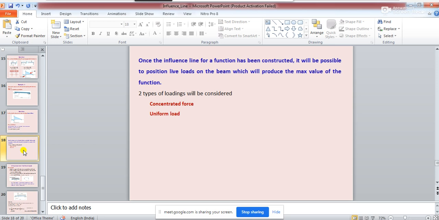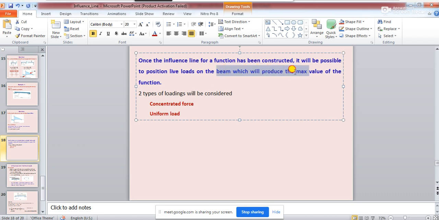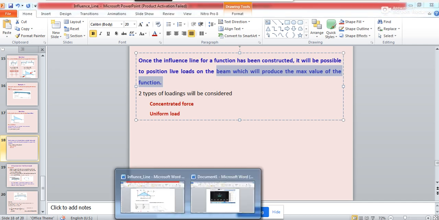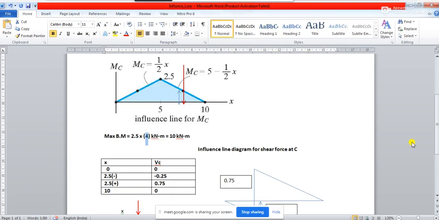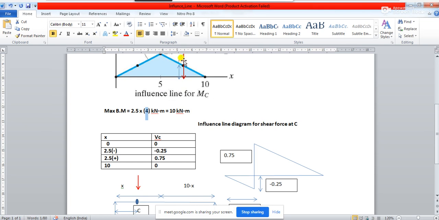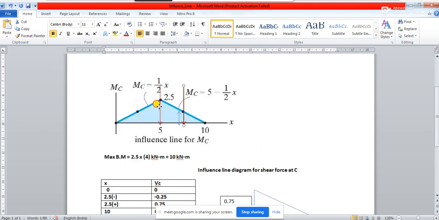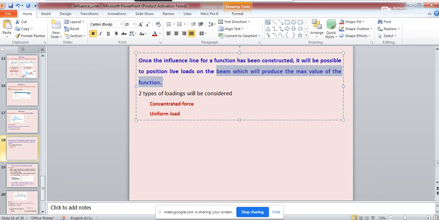It will be possible to position the live loads on the beam which will produce, this is important, the maximum value of the function. So maximum value of the function means nothing but this one, whatever I have explained. If you put it over here, it is going to give you the maximum value of the function. So you are just multiplying the ordinate with this value. Okay, so to get that maximum value of the function, for concentrated load it is very easy.